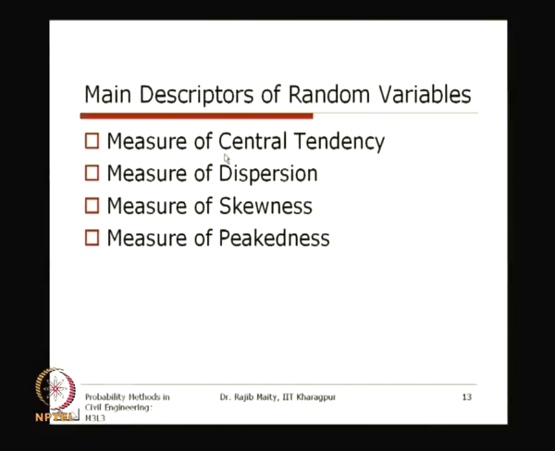The first one is the measure of central tendency. This measure of central tendency means where the center is. Now, this center is again a subjective word, meaning in what sense we are looking for the center. So, given a random variable, given the distribution, where its center is, there are three different ways that we can say what its central tendency is.